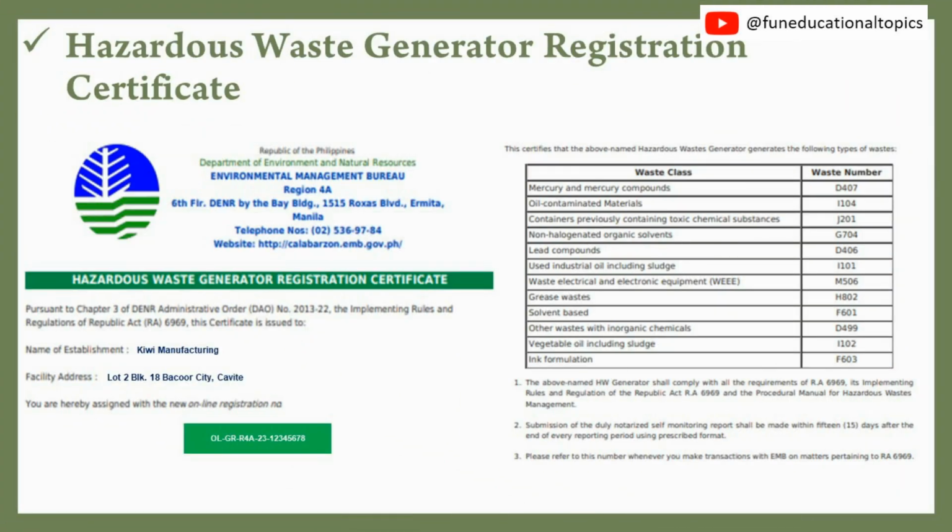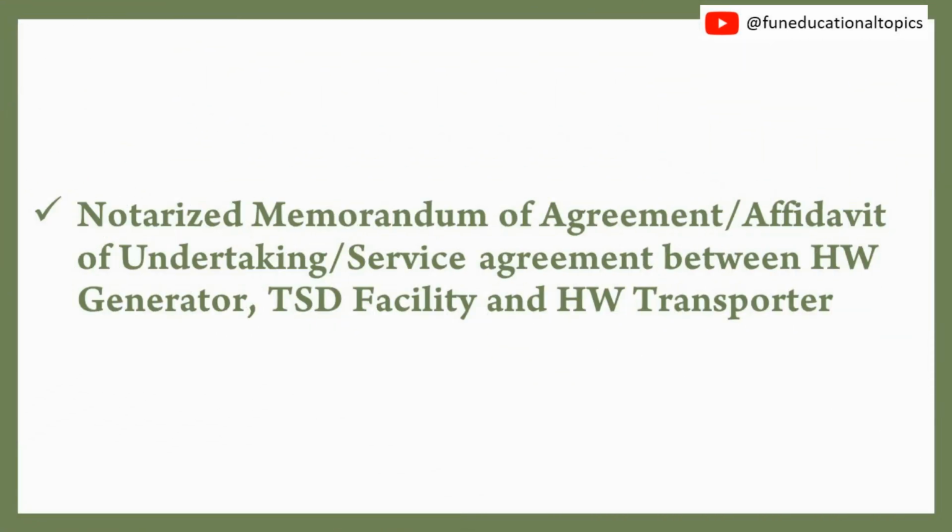This is an example of the Hazardous Waste Generator Certificate. If you don't have the certificate yet, click the link below for the application process. Most of the time, this requirement will be coming from your service provider. All you need to do is ask for the template and carefully review its content. If there are no issues, sign the memorandum per page and ask the service provider to sign as well. Then have it notarized.